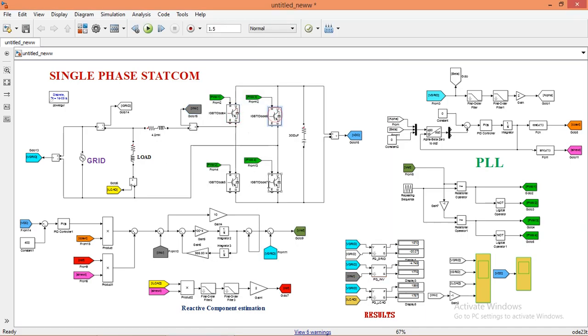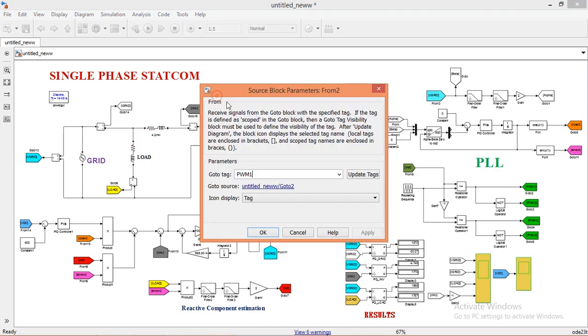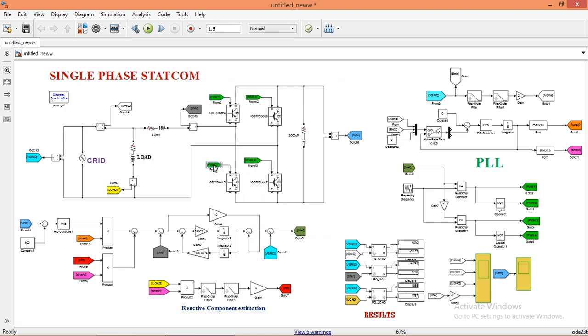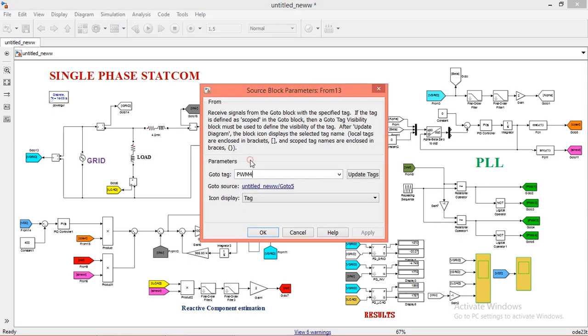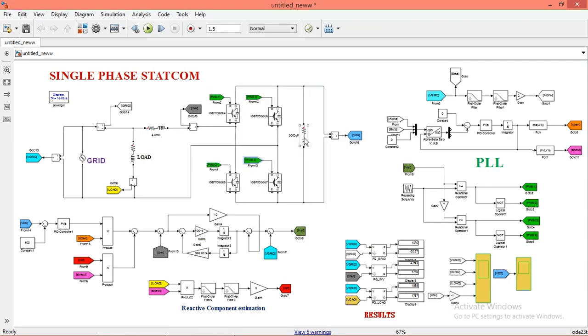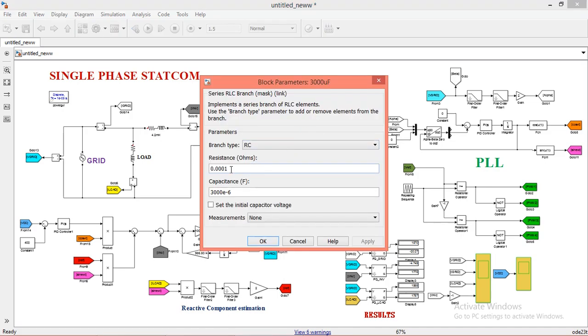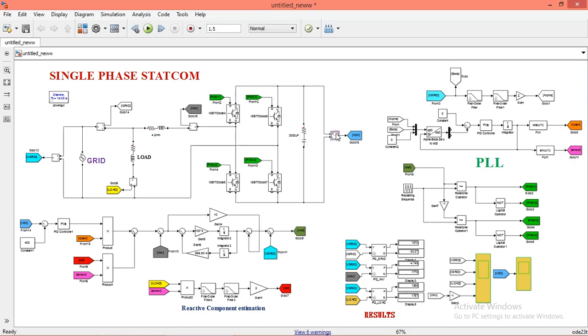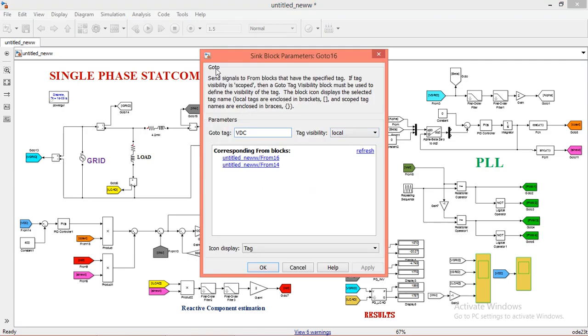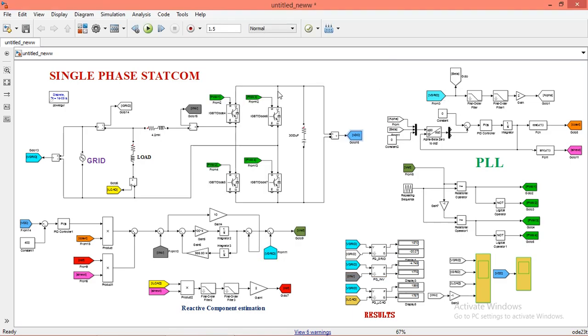These are the IGBTs which form the inverter bridge, and at the gate terminal of each IGBT, I have connected the PWM signal. Here this is PWM1, this is PWM2, this is PWM3 and this is PWM4. This is our DC bus capacitor. Value of series resistance is 0.001 ohm and capacitance is 3000 microfarad. This voltage measurement block measures the voltage across the DC bus, and I have named this voltage as VDC using a goto block. This completes the power circuit of the single phase STATCOM.